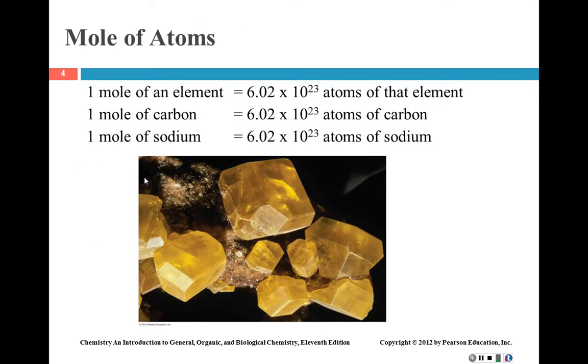So if you have 1 mole of a particular element, you have 6.02 times 10 to the 23rd atoms of that element. For example, if you have 1 mole of carbon, you have 6.02 times 10 to the 23rd atoms of carbon. 1 mole of sodium, you have the same number of atoms of sodium, 6.02 times 10 to the 23rd. I tell my classes that if I had 1 mole of elephants, then I would have 6.02 times 10 to the 23rd elephants. So anytime I say I have a mole of something, that means exactly the same thing as saying that I have 6.02 times 10 to the 23rd of that item.